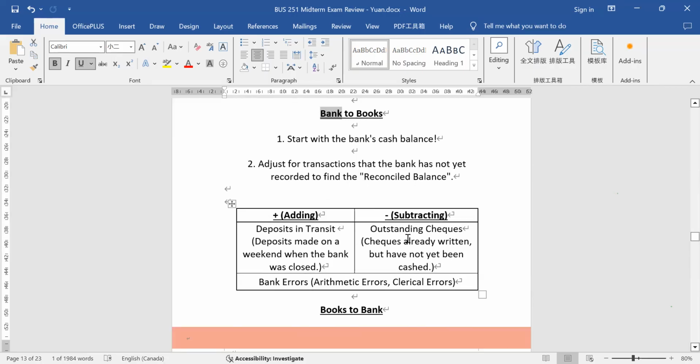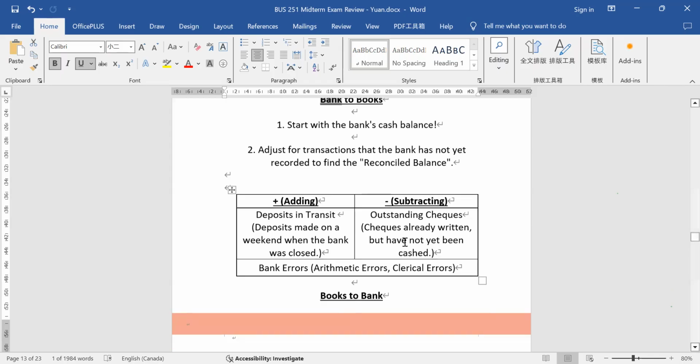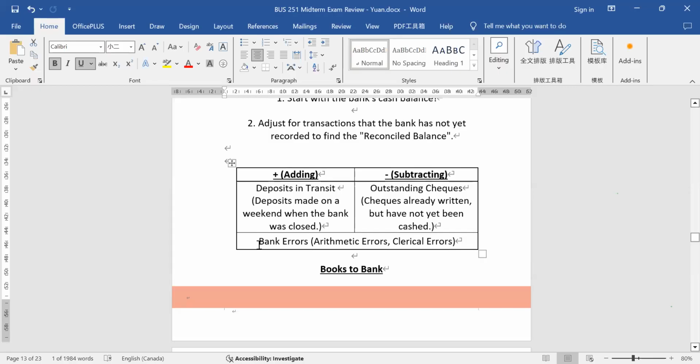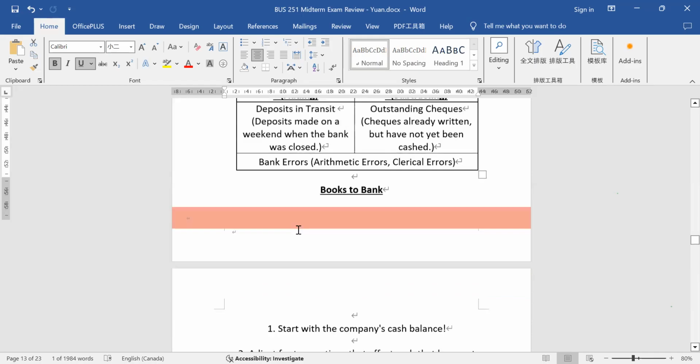And similarly, if a company writes a check and gives this to the other party, and this party hasn't brought the check to the bank yet, it's like outstanding checks. The company has already paid, but it was not booked by the bank. So the bank side has to subtract this amount, right? Make some adjustment. And of course, if you have some bank errors, you have to make some adjustment.